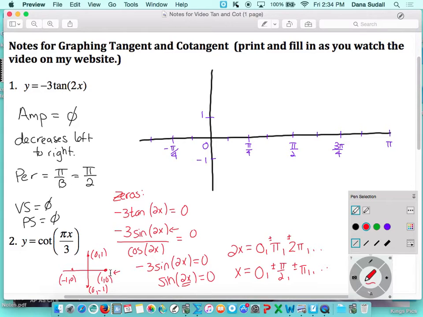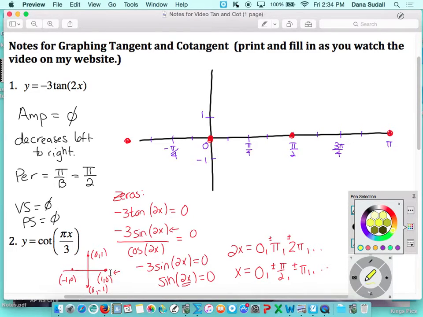So on our graph, we'll go up there and plot those zeros. When x is 0, your graph would have a height of 0. At pi over 2, we're going to have a 0. At pi, we'll have a 0. And the same thing in the negative direction here. It doesn't look like I went out far enough there to have a 0 in that negative direction.